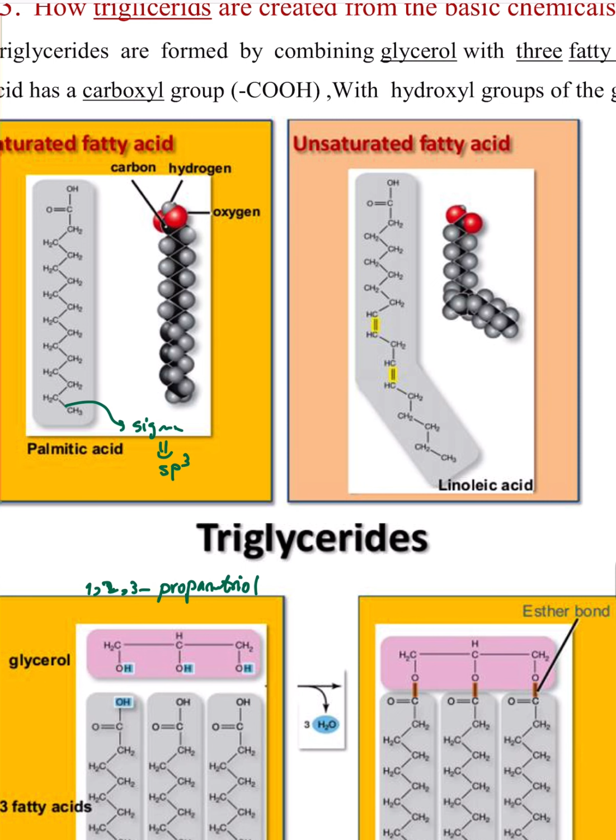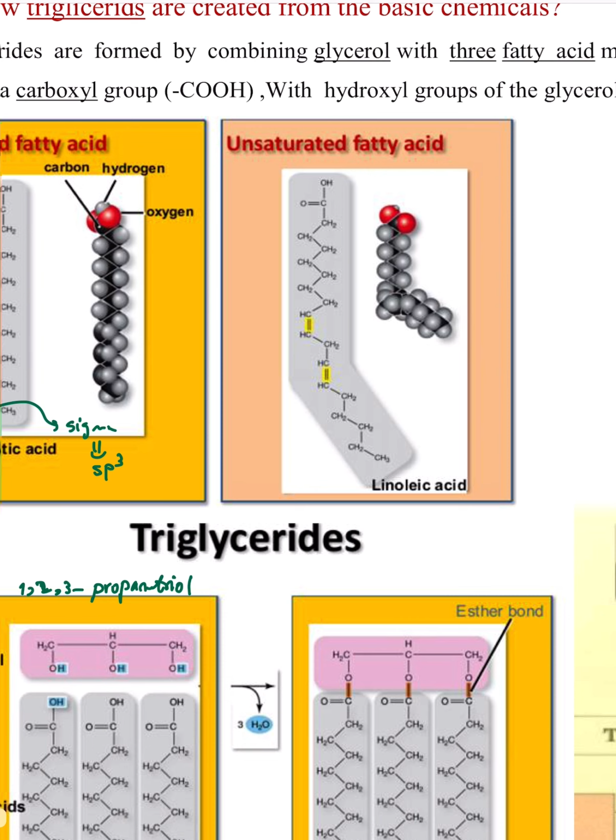The other group is unsaturated fatty acid, which has a double bond. It has a pi bond, which is sp2. The angle is 120 degrees. And as I mentioned, sp3 is tetrahedral and sp2 is trigonal planar.